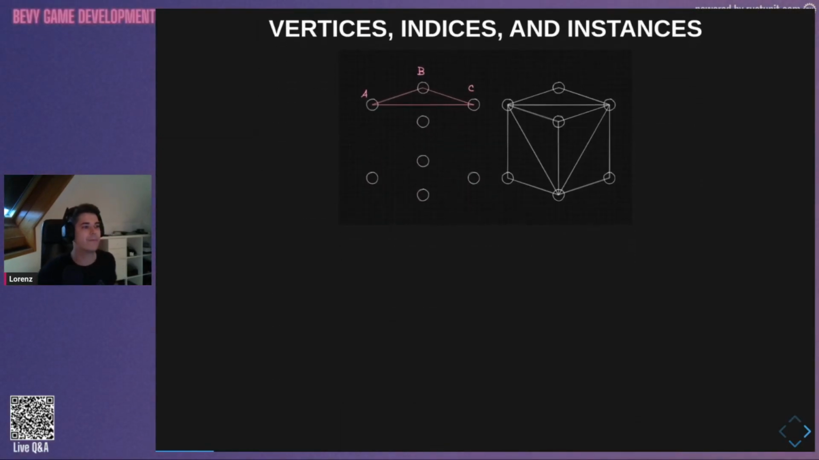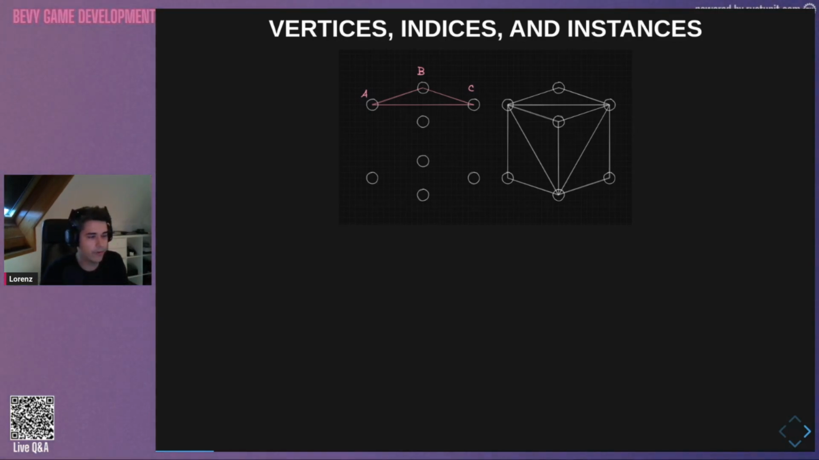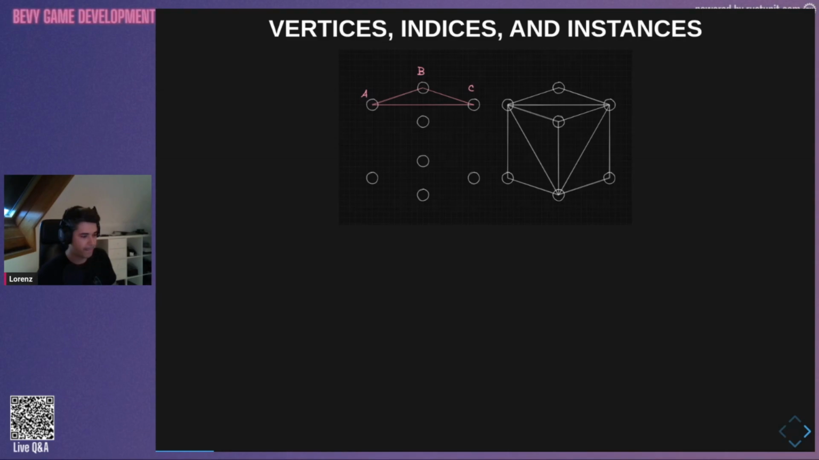Okay, we start with our vertices, indices, and instances. Those are the first steps in our rendering. We pass these points to our GPU. These are called the vertices. As mentioned earlier, these are just points, 3D positions in 3D space, followed by the indices.